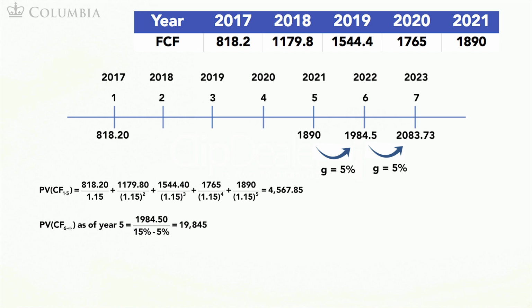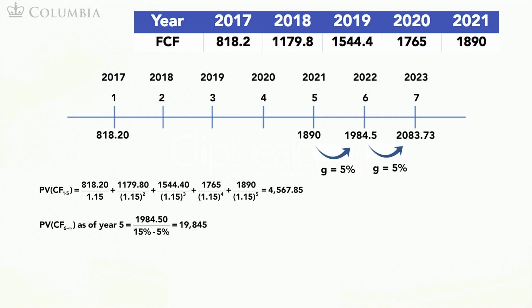Recall that the amount 19,845 is the value of all the cash flows starting in year 6 but as of year 5. This is what the perpetuity formula gives you, the present value as of the period prior to the first cash flow. If you do not remember this, go back to course 1 where we cover the perpetuity formula.